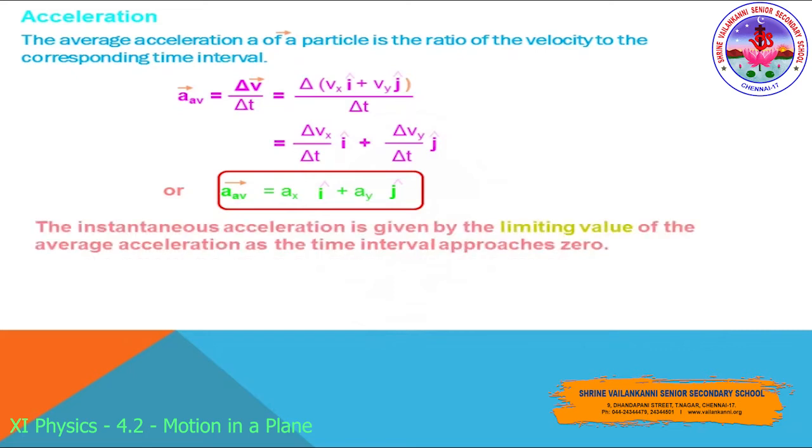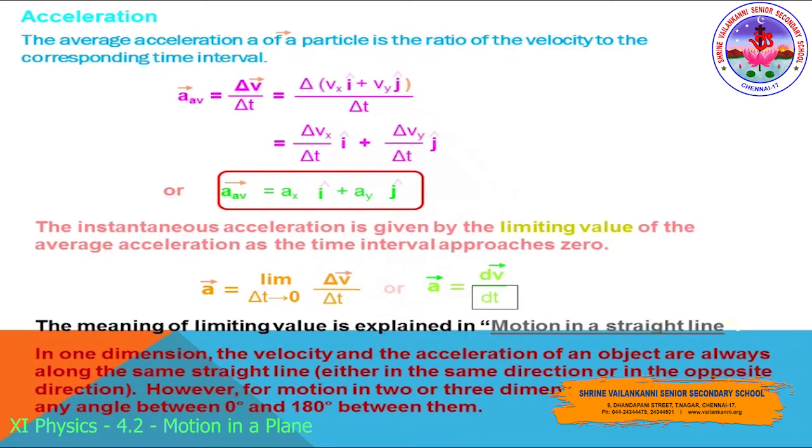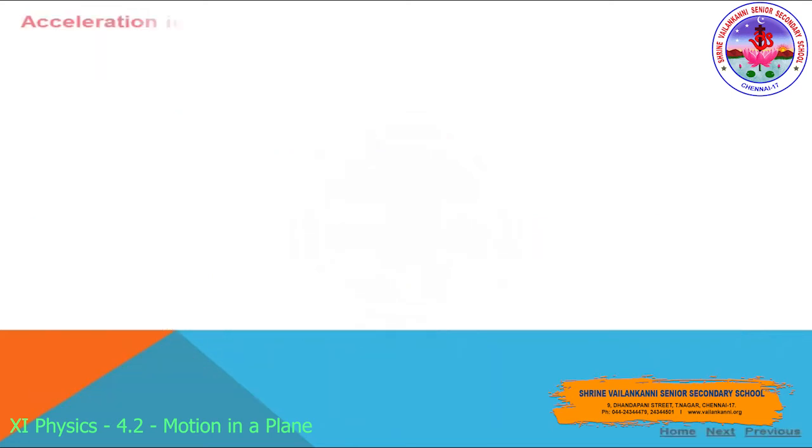Now the instantaneous acceleration, as we explained for the velocity also, is nothing but the limiting value of the average acceleration. So limit del t tends to 0 of del v vector by del t. Got it? Here also we are going to explain through the motion in a straight line. As we know very well, in one dimension the velocity and the acceleration of the object are always in a straight line, a rectilinear path of motion. However, in motion in 2D and 3D, which we have to explain, there is an angle between 0 and 180 degrees; in any case it will have an angle.